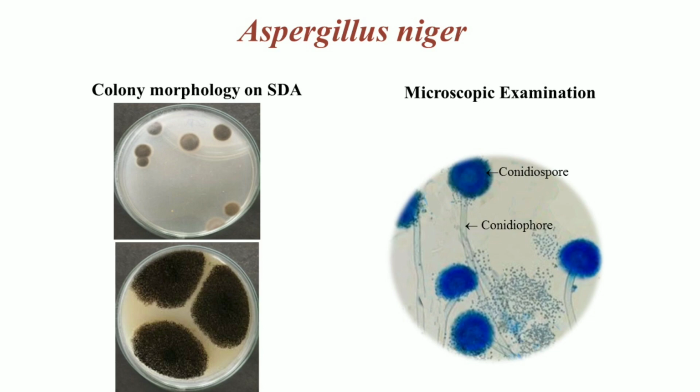Aspergillus niger. It is also known as black mold. Black color powdery deposited colonies. The initial growth is white, becoming black later on, giving salt and pepper appearance. And microscopic examination of Aspergillus niger. At the end of conidiopore, conidiospores are arranged throughout the spore head covered with conidiospore.